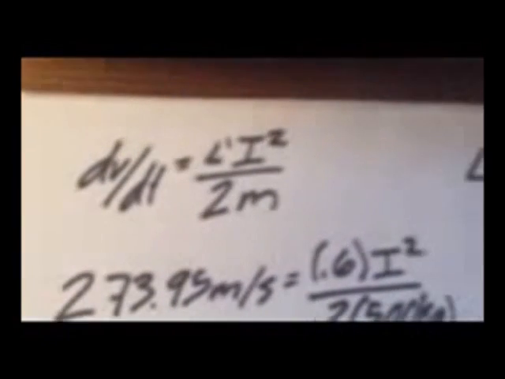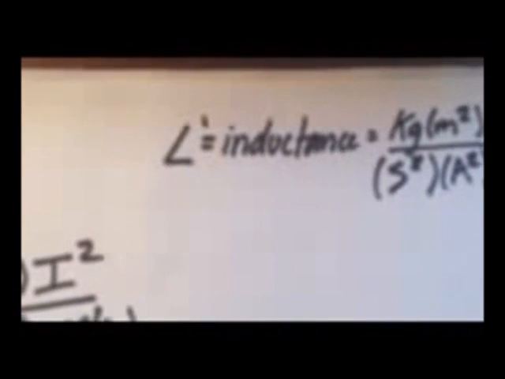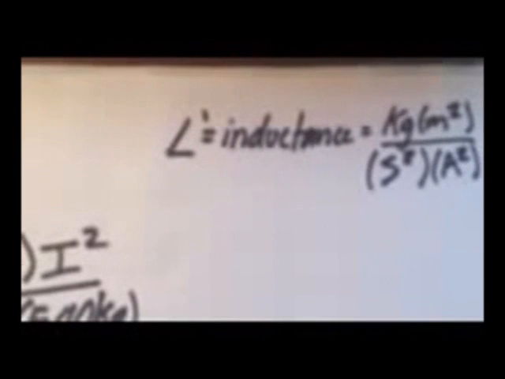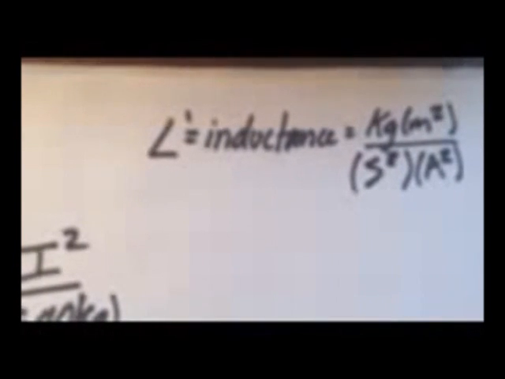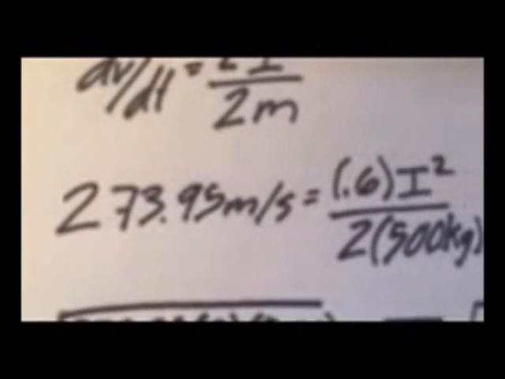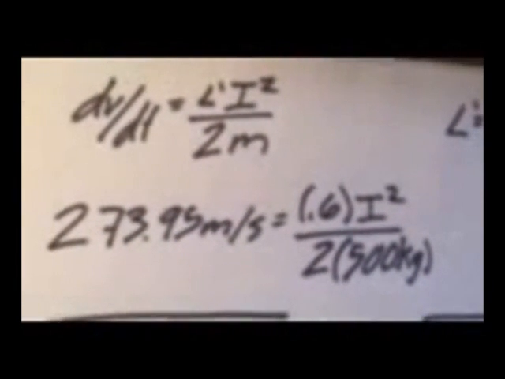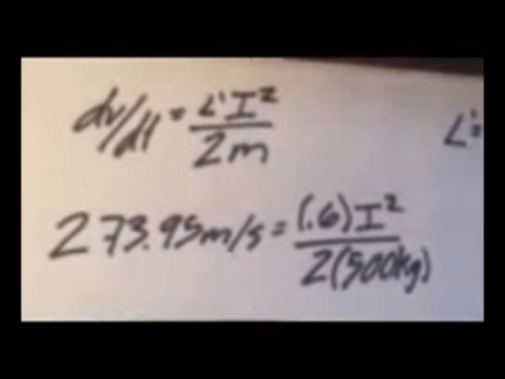So the equation that we're going to use here is acceleration equals inductance times current squared over 2 mass. So inductance is equal to kilograms meters squared over seconds squared amps squared, and its unit of measurement is henries.